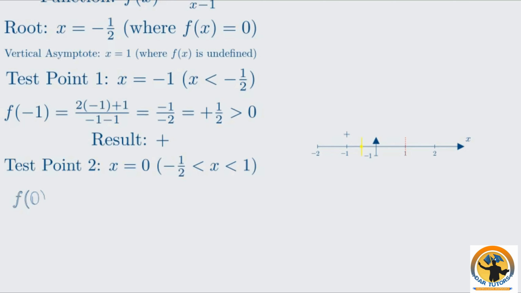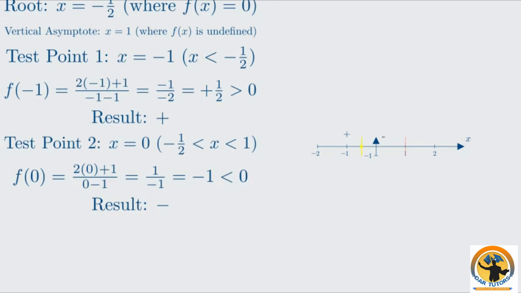In the region between 1/2 and 1, let's test x equals 0. The numerator is 1 and the denominator is 1. Positive divided by negative is negative. The function is negative here.